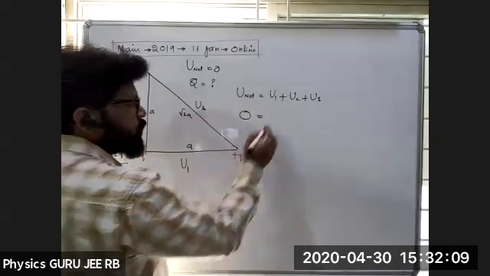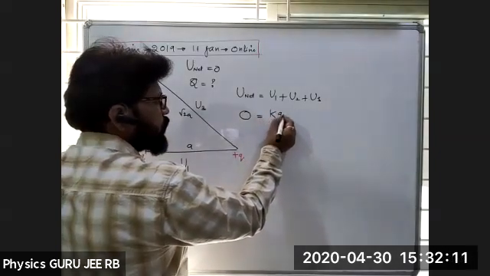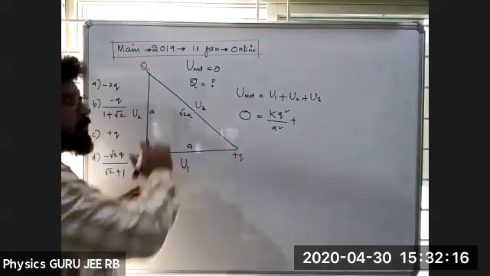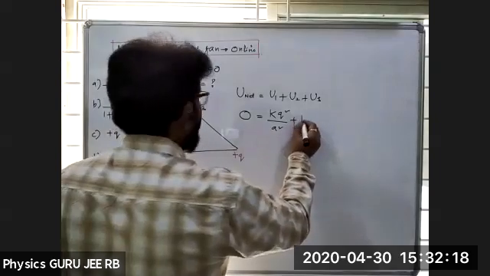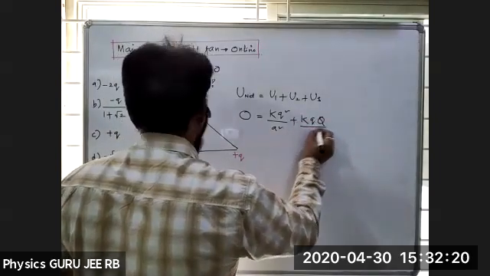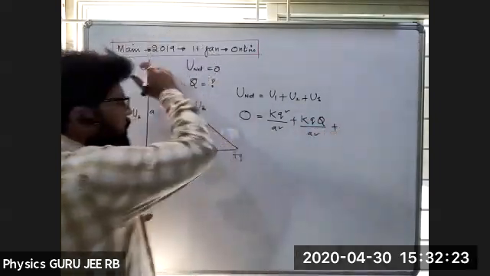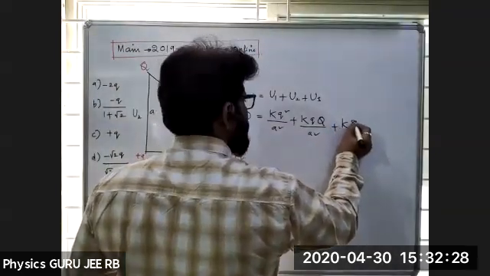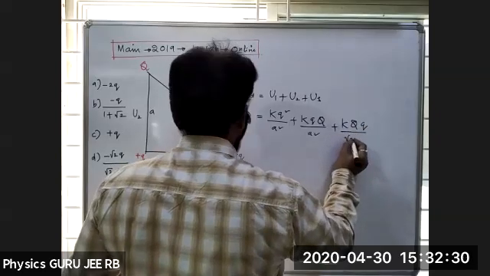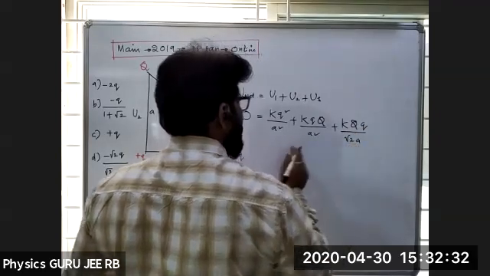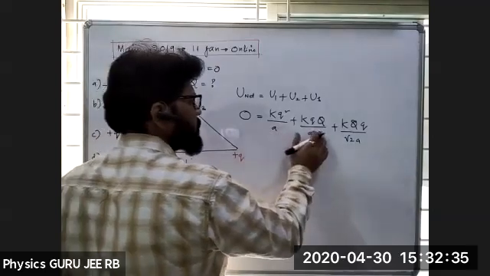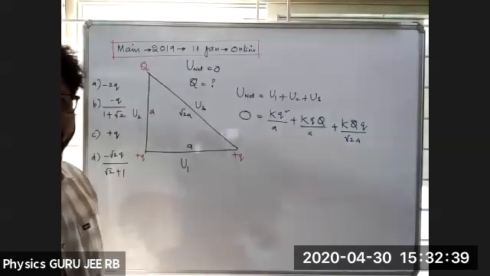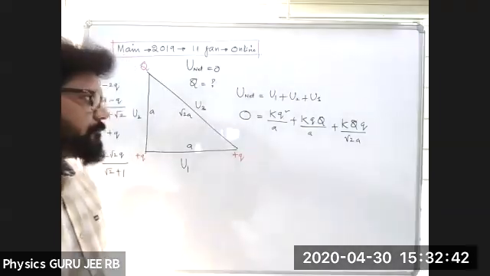U1 between these two, I can write K Q1 Q2, that is K q square divided by A square, plus between these two, K small q capital Q divided by A square, plus between these two, K small q capital Q divided by root 2 into A, not A square. The distances are nothing but A, A and root 2 into A. Is it clear? So option is D, correct only.